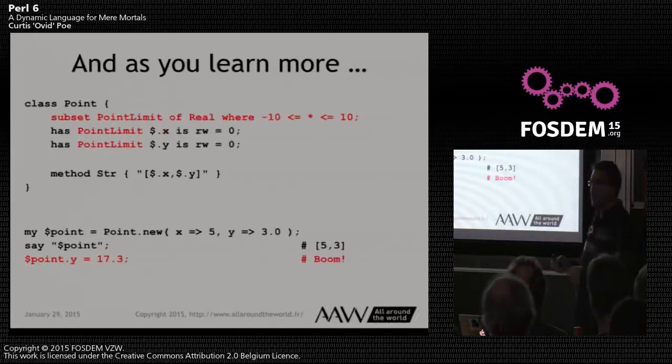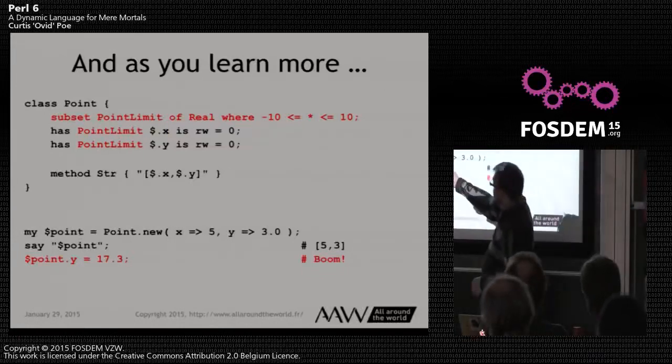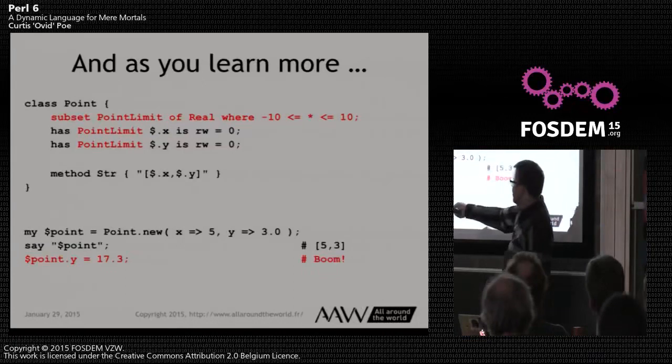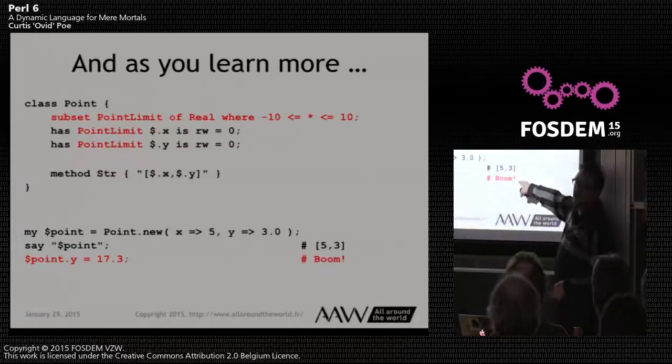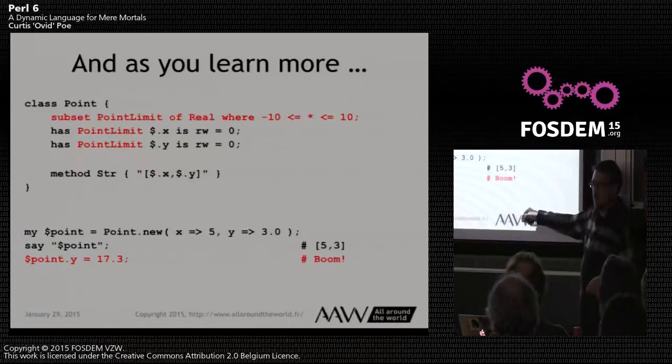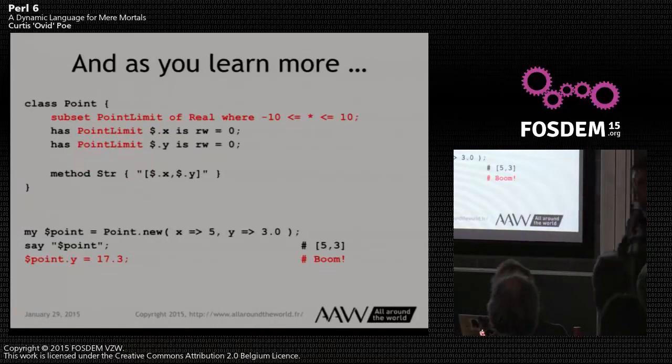So I might say x and y can only be from -10 to 10. So: subset point limit of real where -10 is less than or equal to whatever we got, less than or equal to 10, then has point limit. And now if I set that to 17.3, it again blows up, as we expect. So I'm gradually building all of this stuff up. We'll get to the conclusion in just a moment. Does anyone have any questions at this point? I think we've got the time for it.